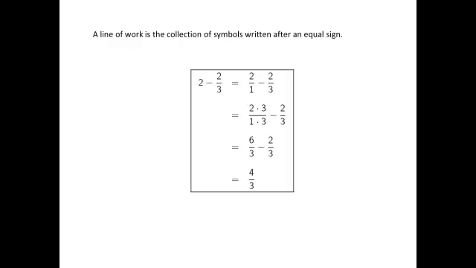A line of work is a collection of symbols that are written after an equal sign. For example, this is the first line of work in this problem. This is the second line of work. And so on, moving down the page. This is one of the reasons why we emphasize keeping the equal signs lined up and working down the page. It helps to very clearly distinguish what's going on here.